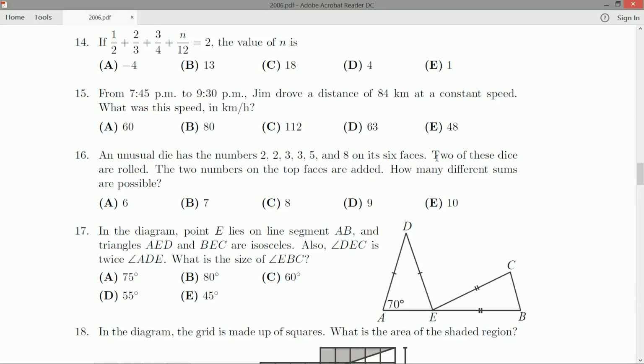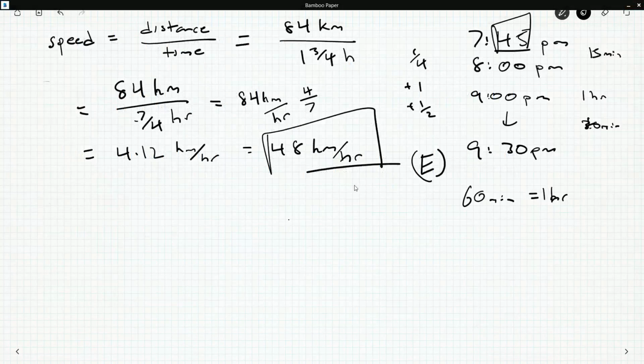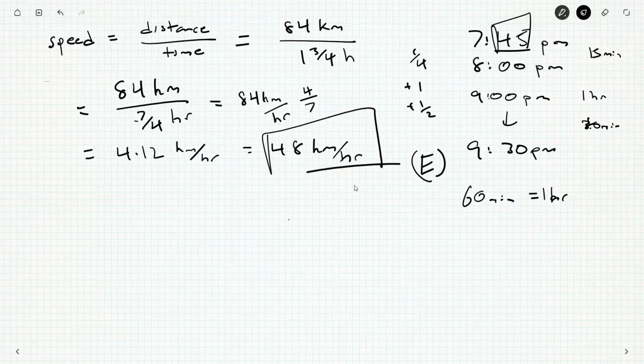Okay. So we've got 2 of these dice being rolled, so we've got 2 of them that have the 2, 2, 3, 3, 5, and 8 on its faces. In terms of figuring out the different sums that are possible, I think the easiest thing for us to do is just make a little chart. So you might remember from a much younger grade, a multiplication table. Well, I'm going to make the same sort of thing, but it's going to be an addition table.